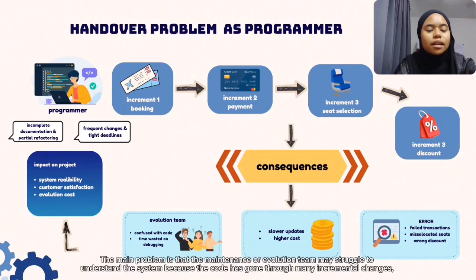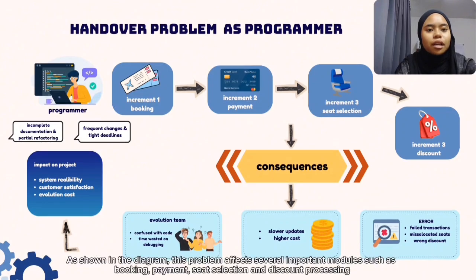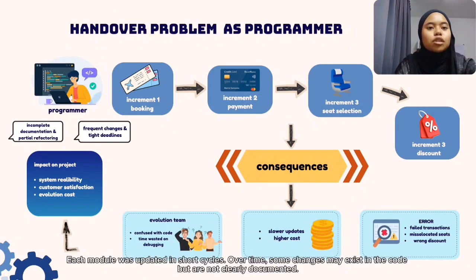The main problem is that the maintenance or evolution team may struggle to understand the system because the code has gone through many incremental changes, but the documentation is incomplete. As shown in the diagram, this problem affects several important modules such as booking, payment, seat selection, and discount processing. Each module was updated in a short cycle. Over time, some changes may exist in the code but are not clearly documented.